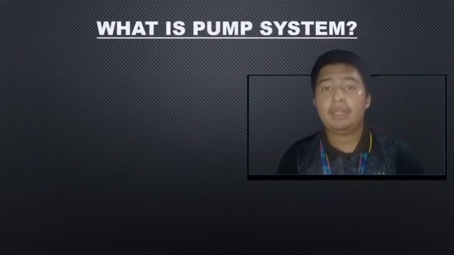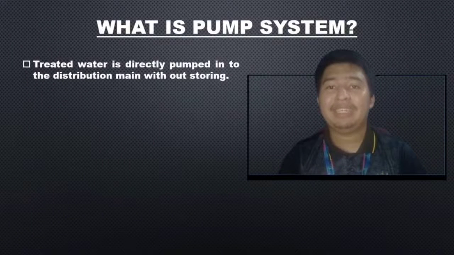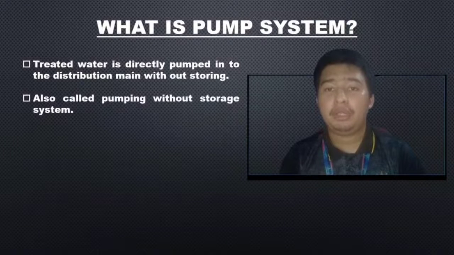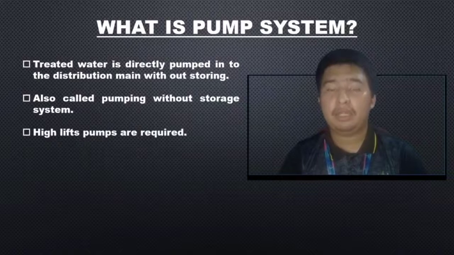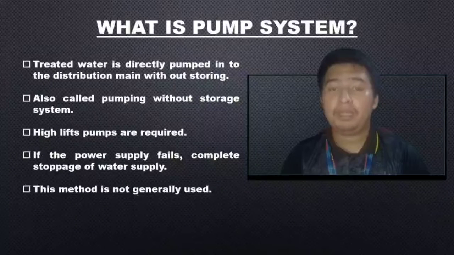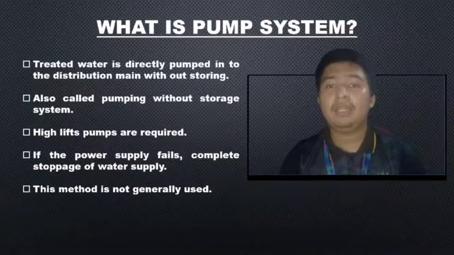Next, I will present about what is a pump system. In the pump system, treated water is directly pumped into the distribution main without storing, also called a pumping without storage system. High lift pumps are required if the power supply fails. There is no complete storage of water supply. This method is not generally used.